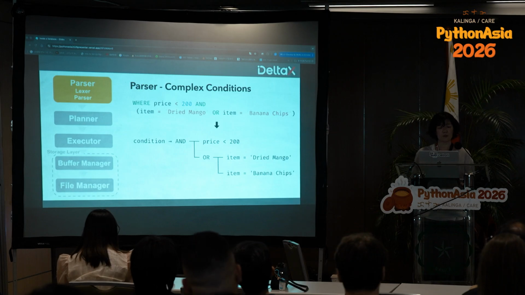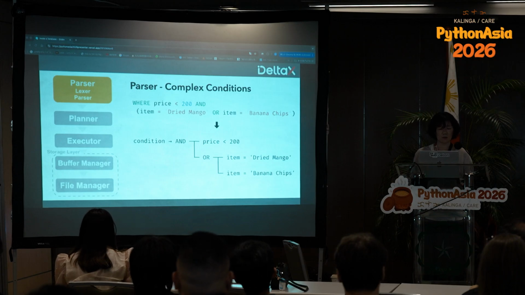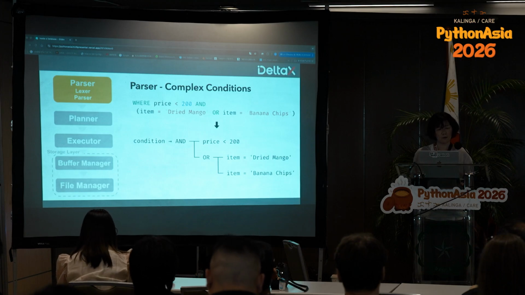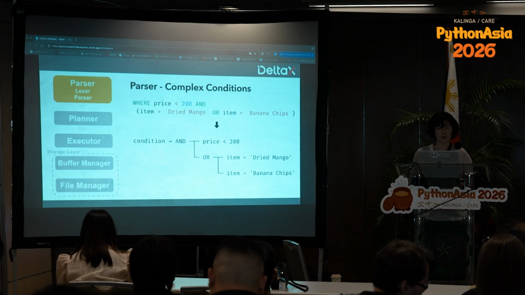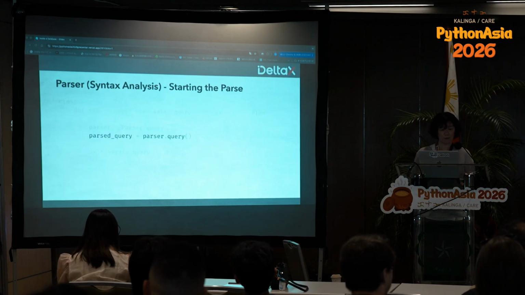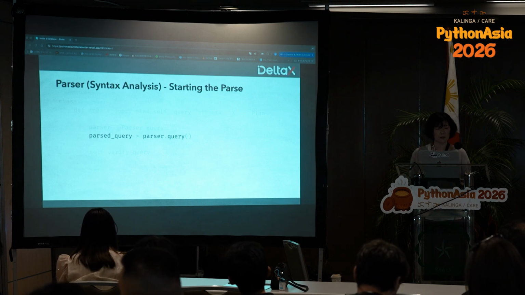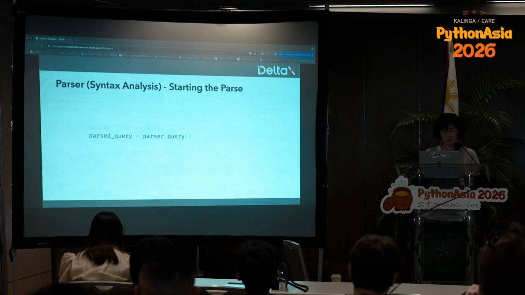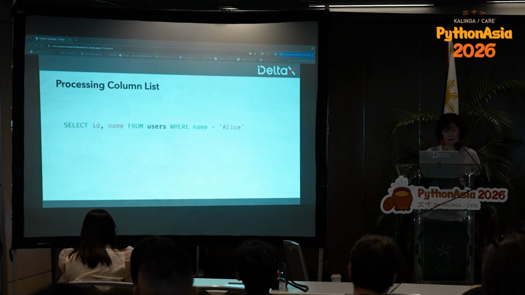The SQL we used today is too simple to show the tree structure clearly. But with a complex condition like this, the tree structure becomes easier to understand. For example, say I'm shopping for souvenirs. I want dried mango or banana chips under 200 pesos. Here's where the parsing starts. The parser processes the column list.